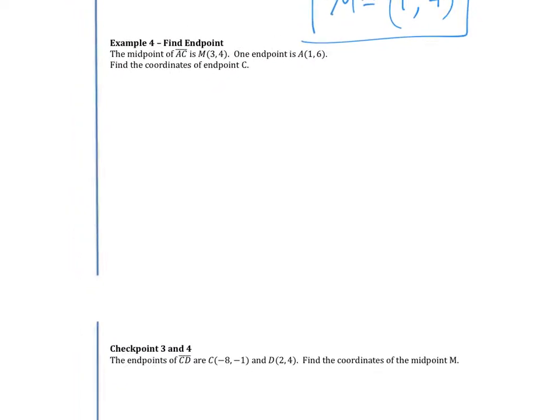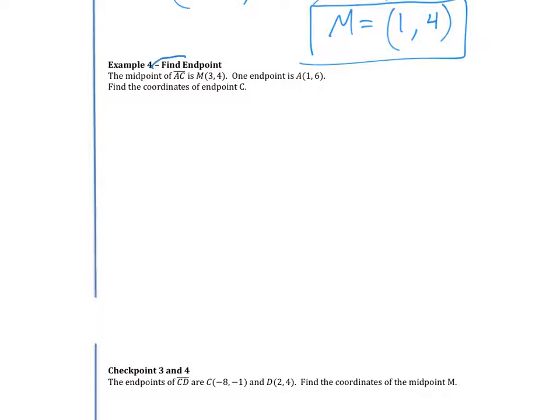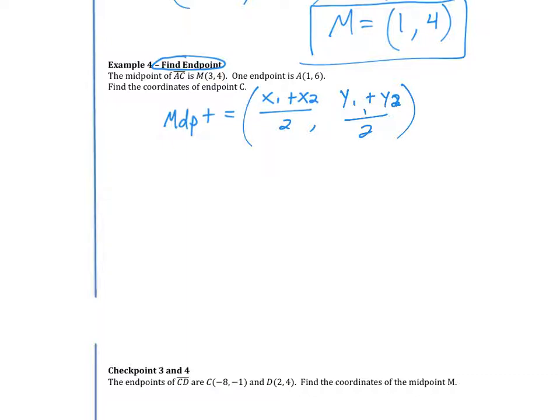And then we have example 4, which I believe is our last example. And this one can be tricky because they give us the midpoint for this one and we want to find the endpoint. So if they ask you to find the endpoint, we're going to start with this formula. Midpoint equals x1 plus x2 divided by 2, y1 plus y2 divided by 2. So you start with your formula. And right now we know what the midpoint is. They tell us the midpoint is (3, 4).